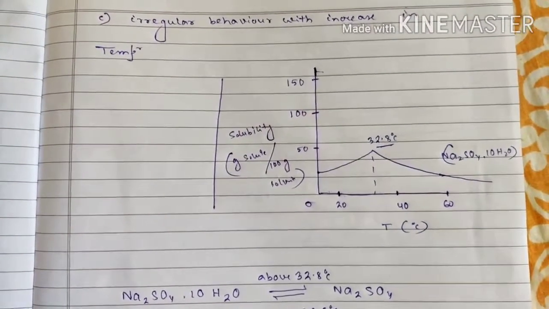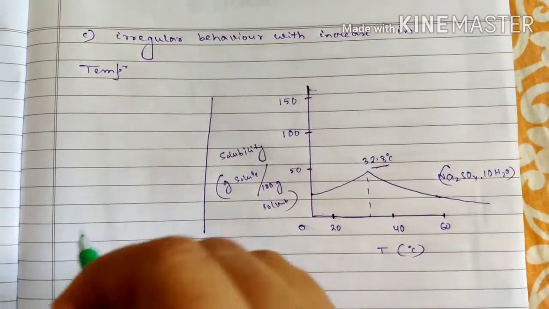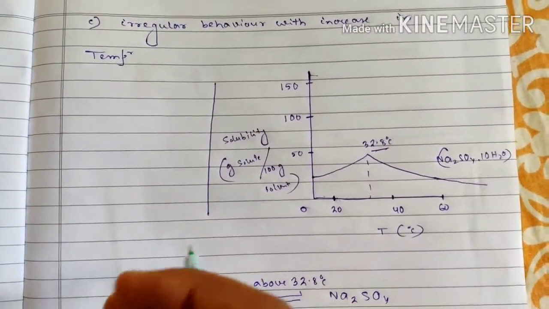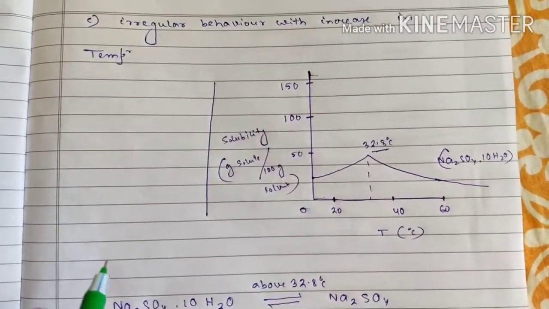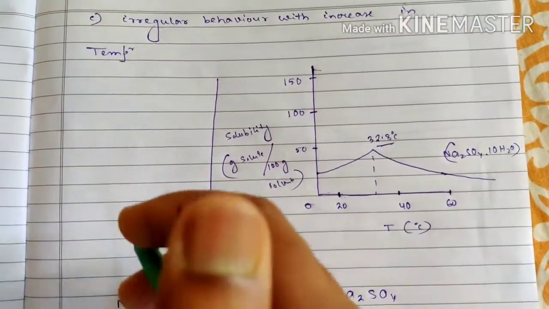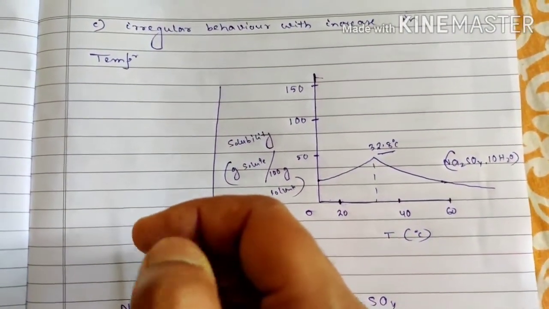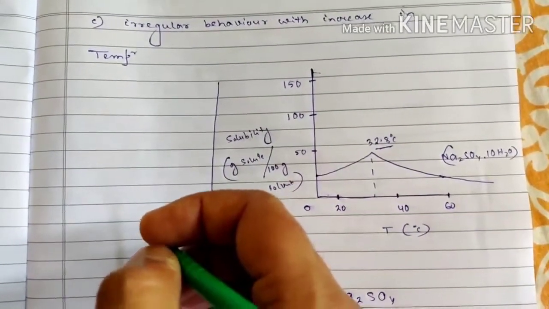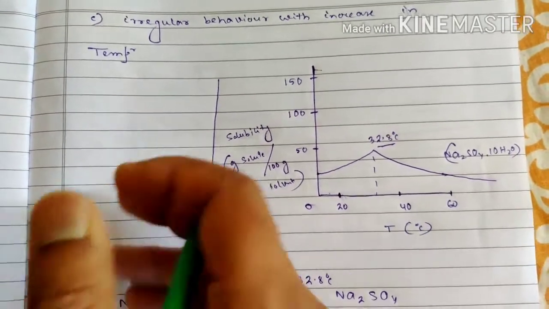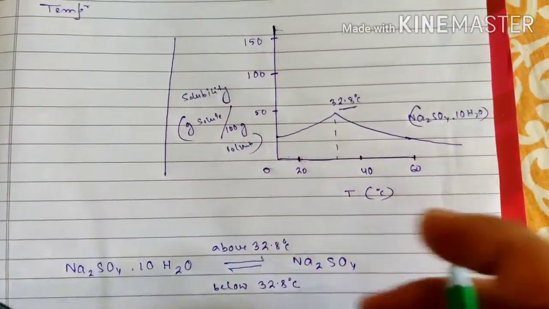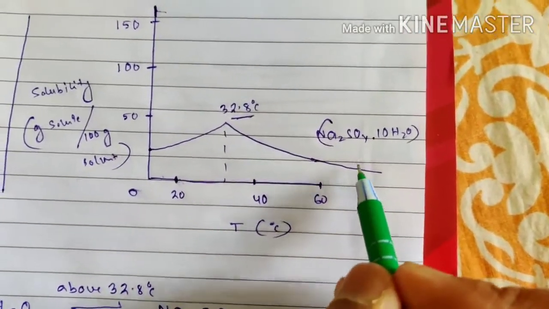Now, the next point is the irregular behavior with increase in temperature. We have already discussed that in case of increasing temperature, both types of cases can happen. In one case, more amount of solute can go into the solution, giving rise to the rise in the solubility, and the opposite thing also. But this is a peculiar case. See what happens. See this one carefully.